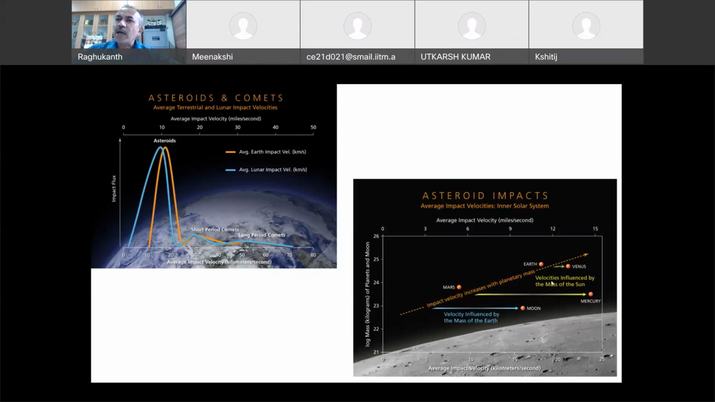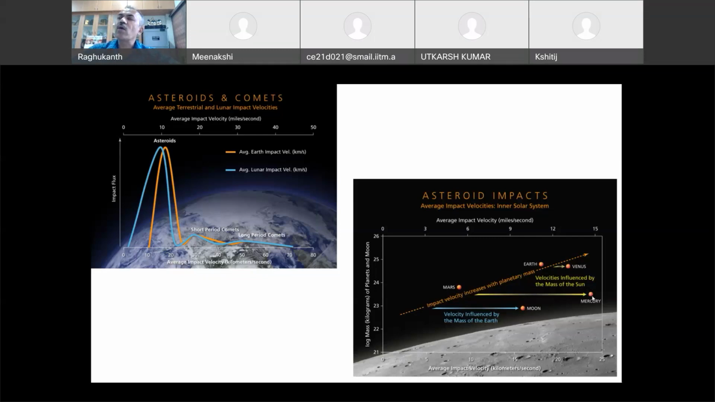Now if we see other planets, like Mars, Earth, and then Venus also, you can see the impact velocity on Mars is something around maybe 8 kilometers per second. Then the Moon is more than some 16 kilometers per second. Then Earth is almost, I think, 18 kilometers per second. Then Venus is much higher. Then Mercury is much higher.